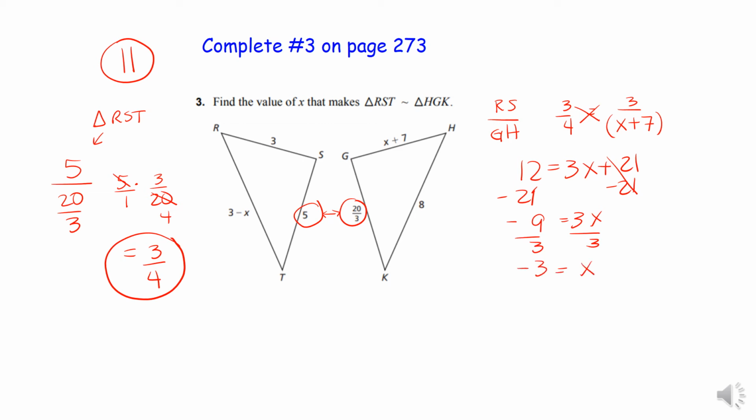So the first thing I want to do is double check to make sure it's not going to make any of these sides a negative side. So I go negative 3 plus 7 would be 4. Look at that ratio, 3/4. So we're good to go.